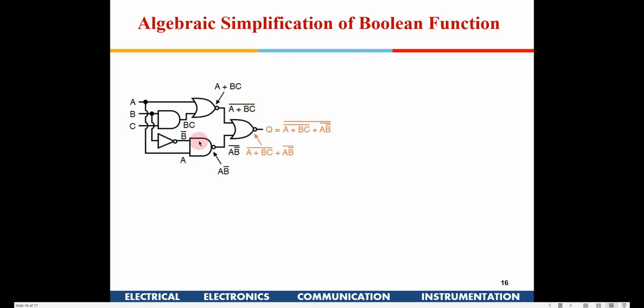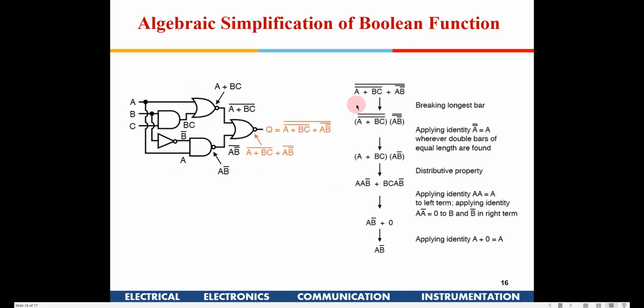Similarly here, B bar is coming here and A is coming here, so AB bar is before the bubble. After the bubble it is going to be AB bar with one more bar on top of that. Then this is an OR, and you have a bubble here. So before the bubble you have A plus B bar, then an OR, and then AB bar, the whole bar. You put an OR gate, and after the bubble you put one more bar here. So this is the expression which represents this particular circuit.